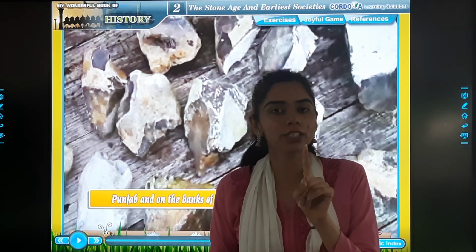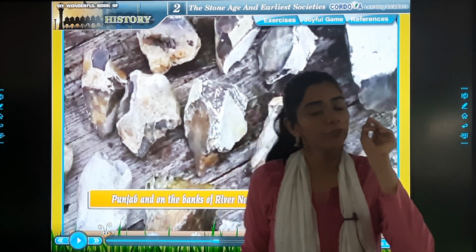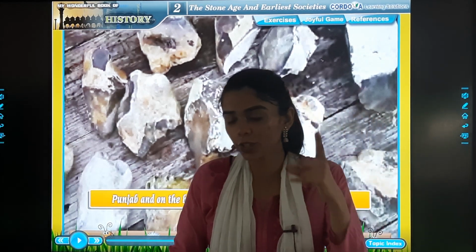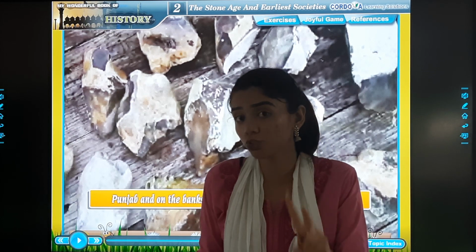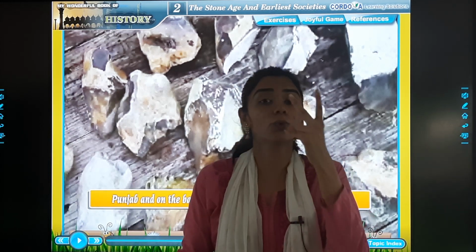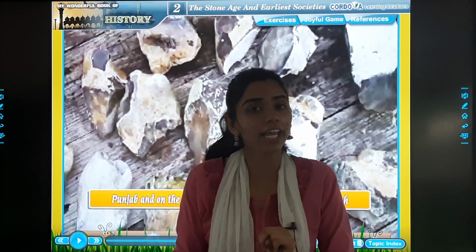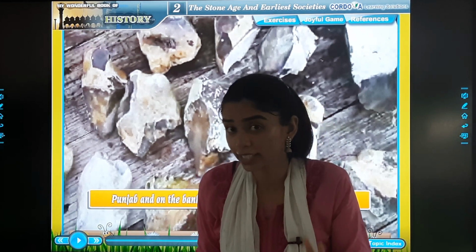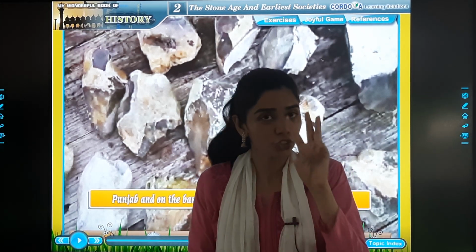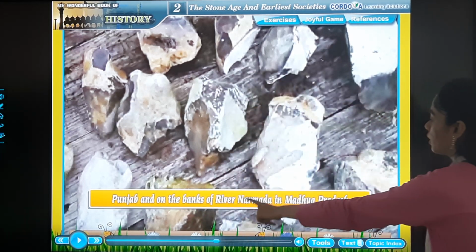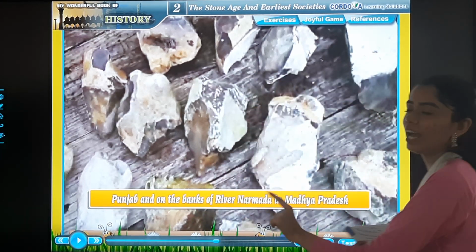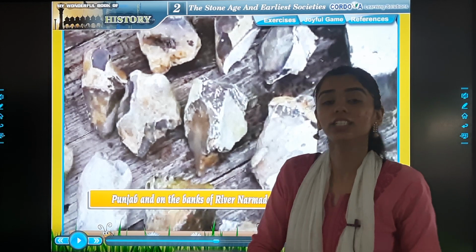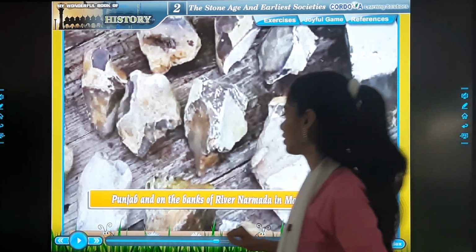Once again, what do we say? It was the formative age, the very beginning of the evolution. Then the weather was extremely cold. It was known as the Ice Age or the Pleistocene period. The tools used at that time were known as choppers, and they were found on the banks of river Narmada and Punjab. Now let's move on to the Middle Paleolithic.